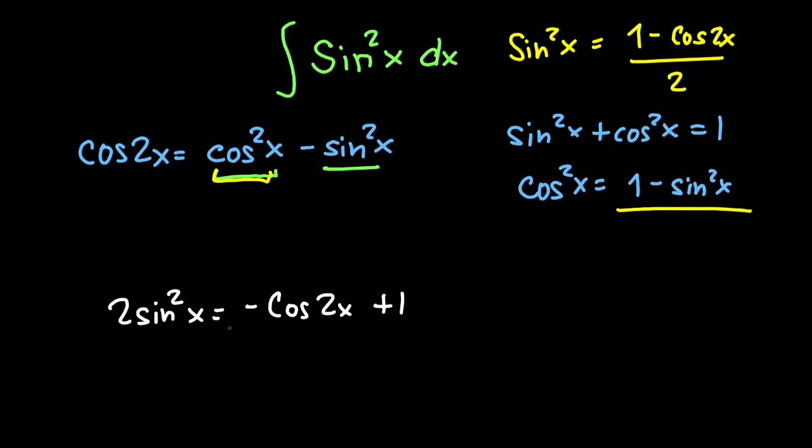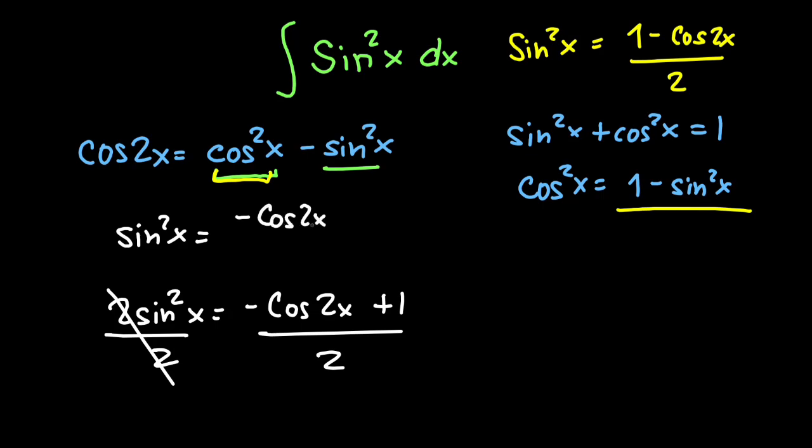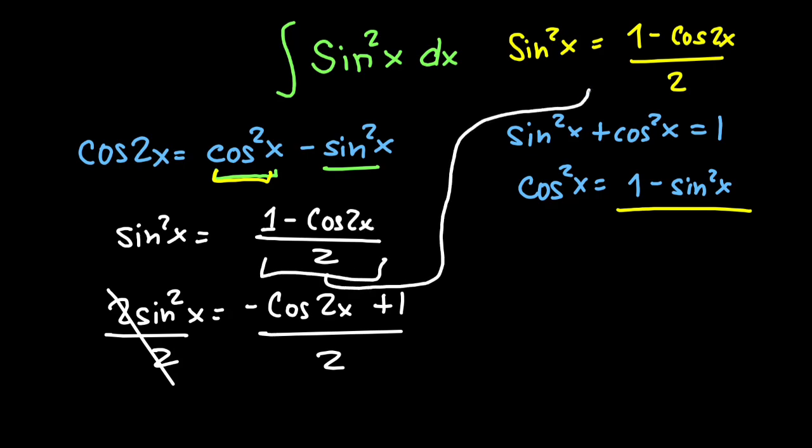And so divide both sides by 2. So this would cancel. What you are left with here is sine squared of x equal to negative cosine 2x plus 1 over 2. Or you can rewrite this, just swap it. So this would be 1 minus cosine of 2x over 2, which is that formula right there.